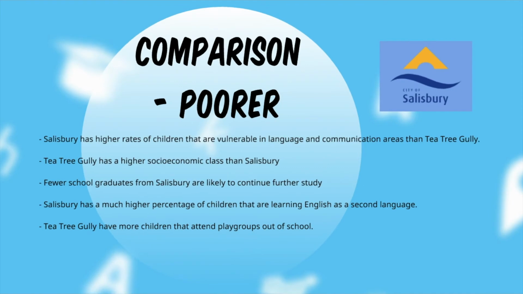The Australian Early Development Census, AEDC, states that children living in Salisbury in 2018 displayed a significantly higher score of vulnerability than Tea Tree Gully in both language and communication areas.